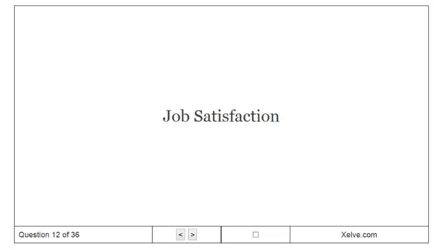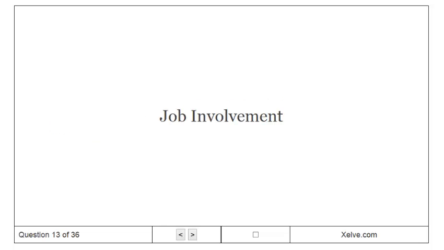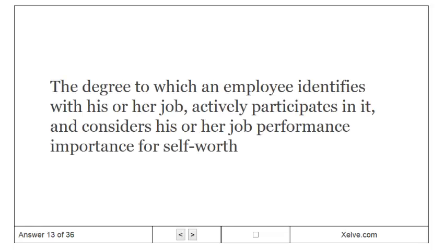Job satisfaction. An employee's general attitude toward his or her job. Job involvement. The degree to which an employee identifies with his or her job, actively participates in it, and considers his or her job performance important for self-worth.